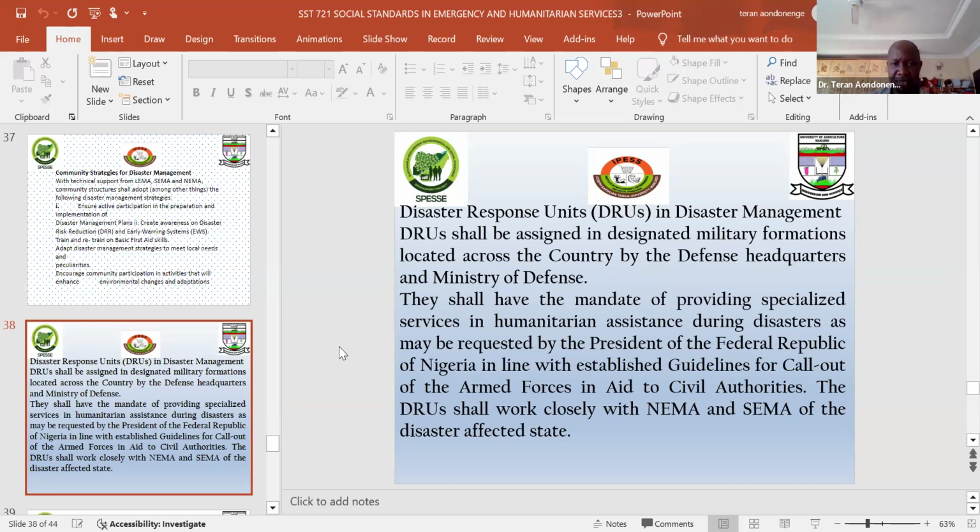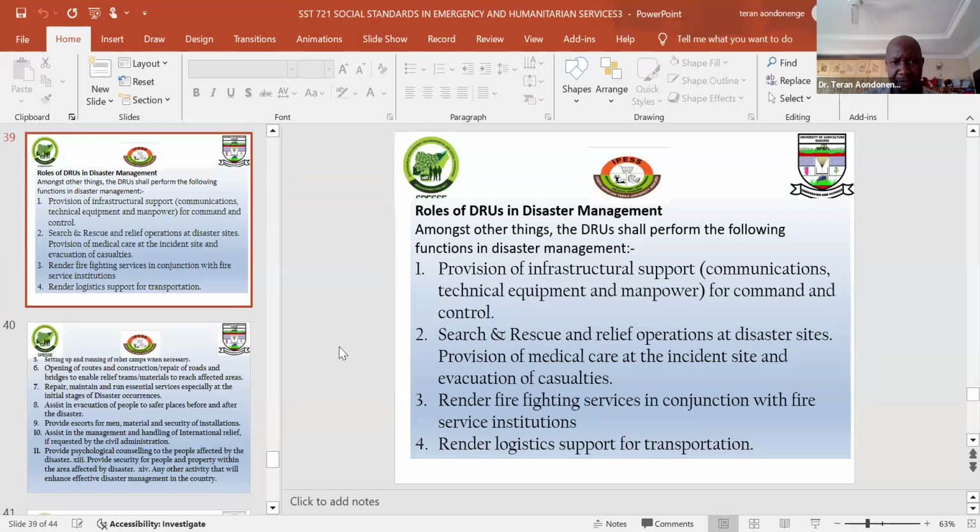They establish guidelines for armed forces in aid of civil authority. The DREUs work closely with NEMA trying to provide the basic functions. We stated their roles in very clear terms. Can you mute your speakers over there?